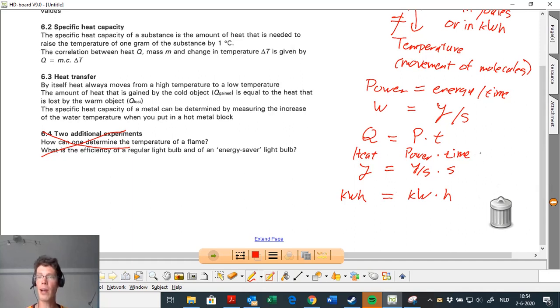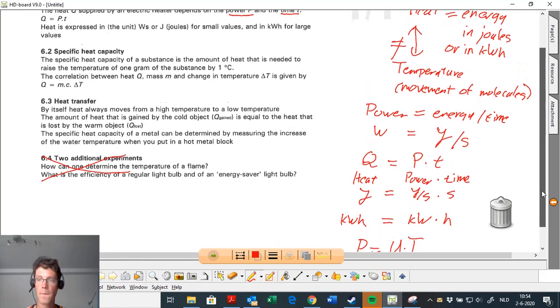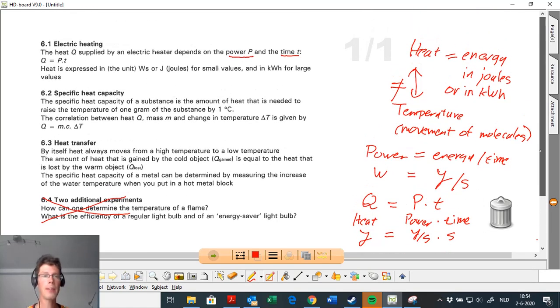So this tells you how to calculate the provided heat if you have a device that uses a certain power. To calculate power, you sometimes need this formula from the previous chapter. Power equals U times I, voltage times current, with voltage given in volts and current given in amps. Okay, this basically covers the first paragraph of the booklet.